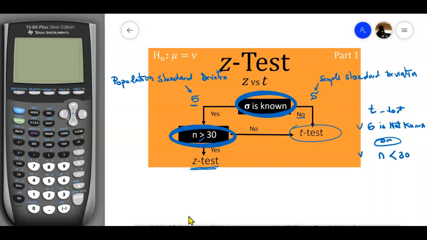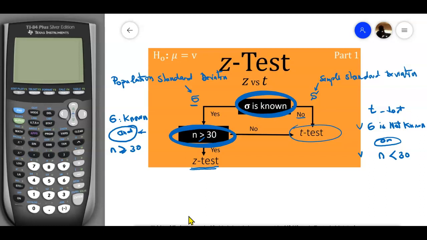However, in order to use the z-test, you need two things. Sigma needs to be known, and n needs to be greater than or equal to 30. Both conditions have to be verified. If we don't have the "and", then we're going to use the t-test. I hope this clarifies everything.